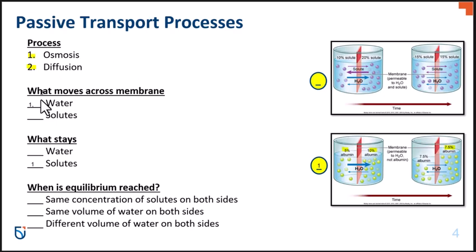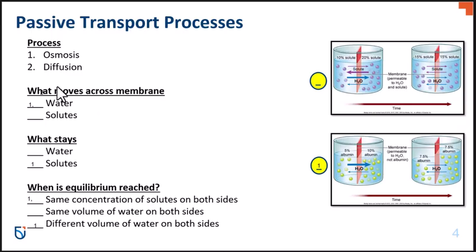So then we can say that in this example of osmosis, water is what's moving across the membrane, and what's not moving are the solutes, in this case albumin. Equilibrium is reached when we have the same amount of those solutes present on both sides, or in both solutions. And there's a different volume of water on both sides, and you can see that there's less water here than there is here because water has moved from this side to this side in order to dilute that solution.